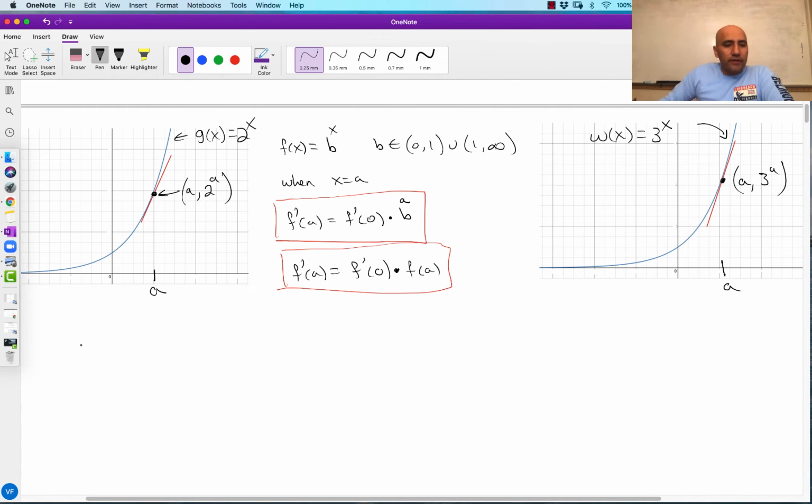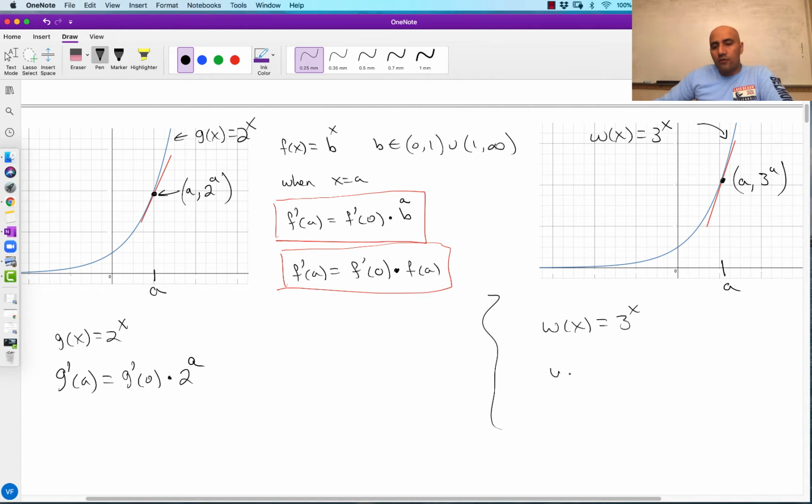Okay, so if I have g of x equals 2 to the x power, according to this formula, I need to figure out what this is. So this would be g prime at a. The derivative at a would be equal to its derivative evaluated at 0, times 2 to the a power. Likewise, over here, this would be w of x equals 3 to the x power. So the derivative evaluated at a would be equal to the derivative of w at 0 times 3 to the a power. Okay, so in both cases, we need to figure out the slope of the line tangent to our function at x equals 0.